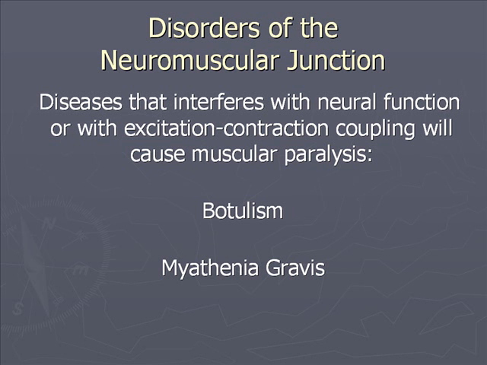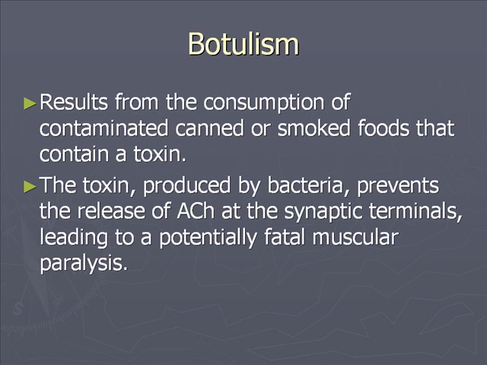Now, some other muscular disorders that you should be familiar with. These muscular disorders occur at the point of the neuromuscular junction. Diseases can interfere with muscles, or can interfere with neural functioning, which would then affect the muscles. Two primary conditions that I'll talk about are botulism and myasthenia gravis. Both of them work at the point of the neuromuscular junction, but they work a little bit differently.